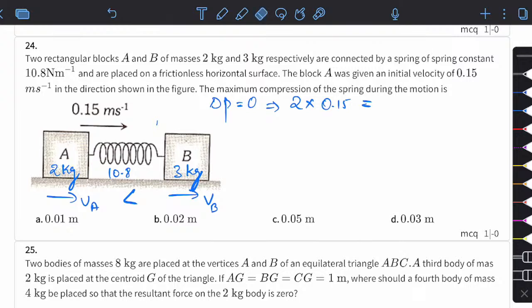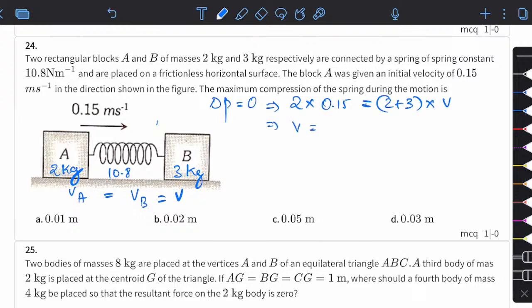So we understand that the two velocities have to be equal, and I'll call this V. And we realize that just by thinking, what if they were not equal? If they weren't equal, then it can't be maximum compression. There's still some compression left, or there was some more compression in the past. Since they have the same velocity now, we have a total system of 5 kg moving with some velocity v, and we can find out v right away. So v is 2 into 0.15 divided by 5, so that is 0.06 meters per second.